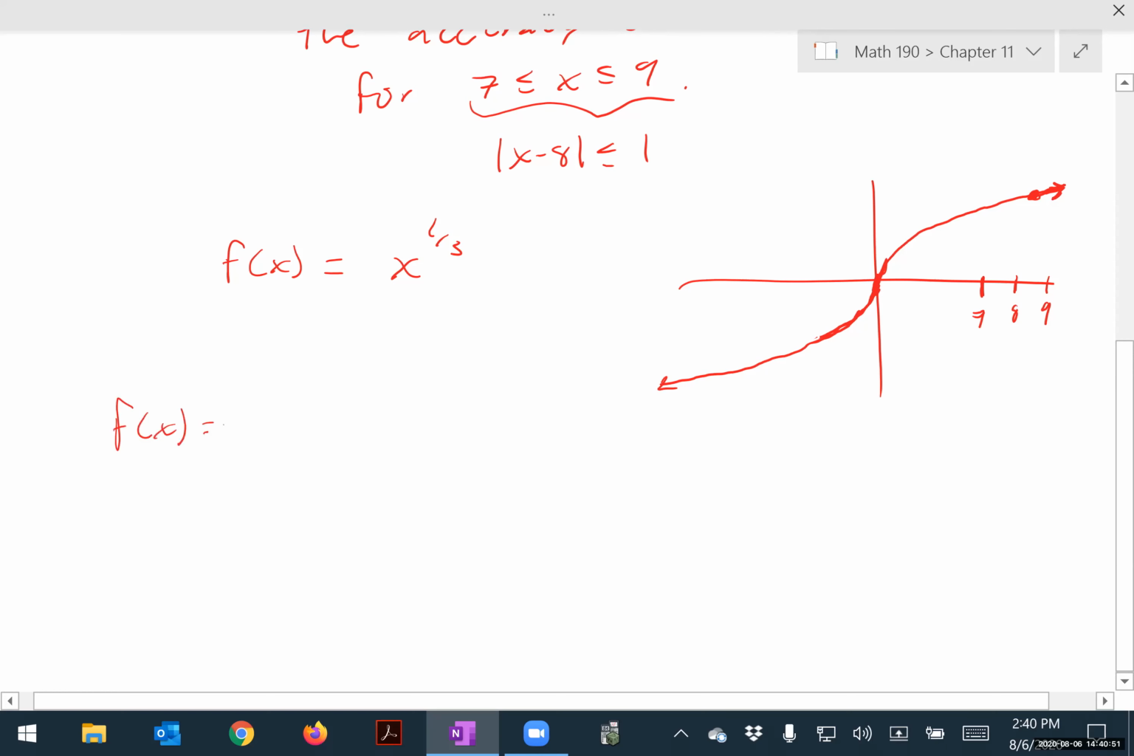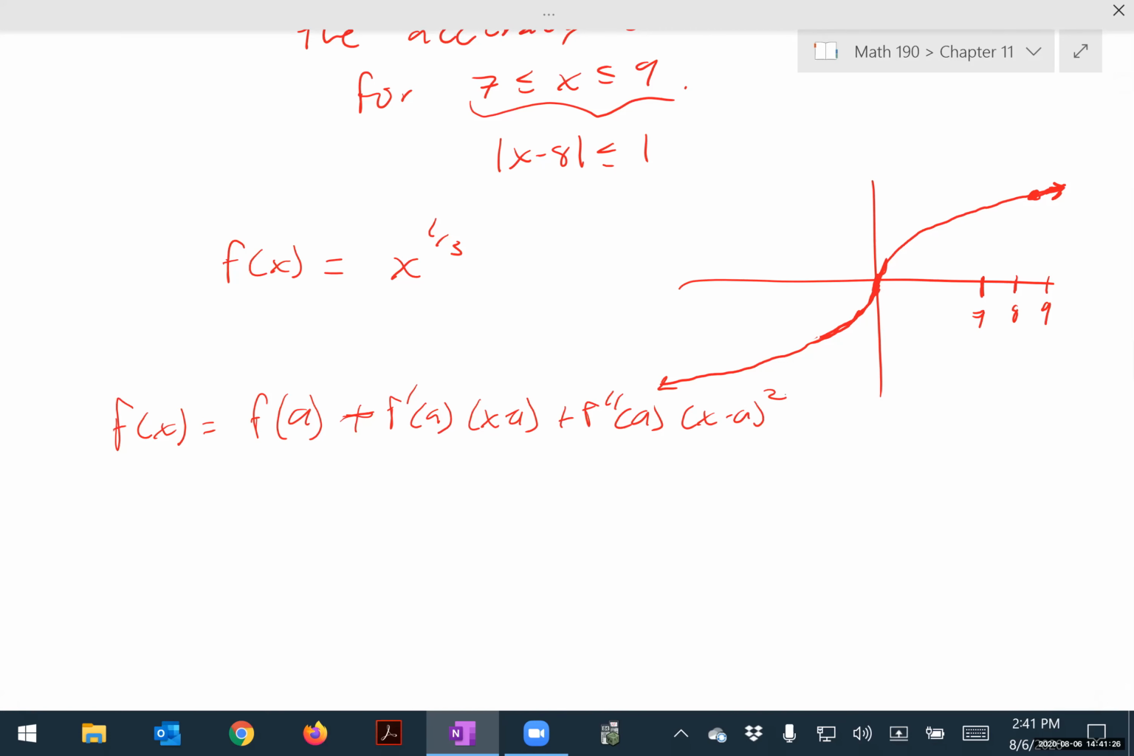So f of x is equal to, I'll just put f of a here for the moment, plus f prime of a times x minus a plus f double prime of a times x minus a squared. I just want to find out what these things are. Let's do f of 8. What's f of 8? Well, that's 8 to the 1/3 power.